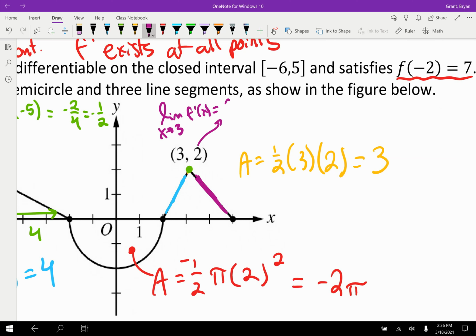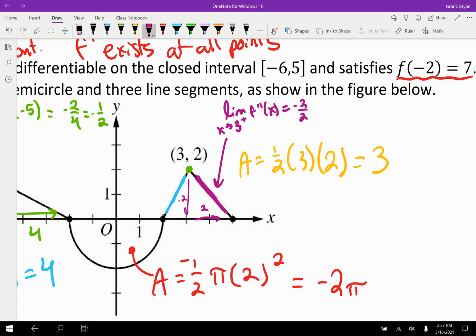The value it approaches is 2. That limit does exist. We want to look at the limit of f double prime. F double prime is the slope of this graph. So if I wanted to look on the right side, as we approach the next value of 3 from the right side of f double prime, what are all the slopes on the right side? Well, this goes down 2 and over 2, so negative 2 over 2, or if you're feeling bold, negative 1.